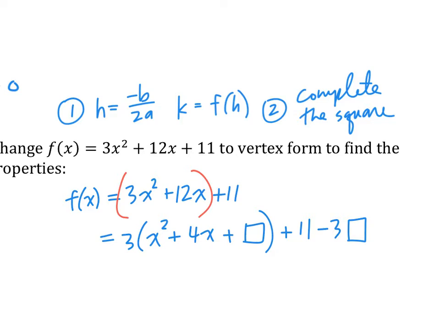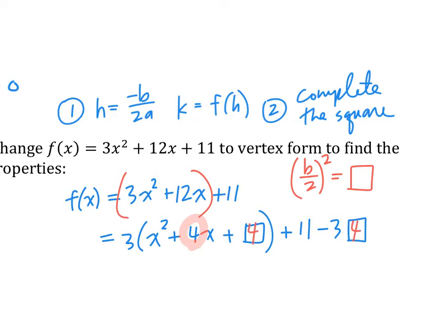Next, what is my magic number? 4. Can you guys see that? Okay, so it's going to be b over 2 squared. That's the magic number. You have to use this 4. Please don't go back to the original function and look at 12. No. After you change it, then look at the magic number. So that's going to be a 4.